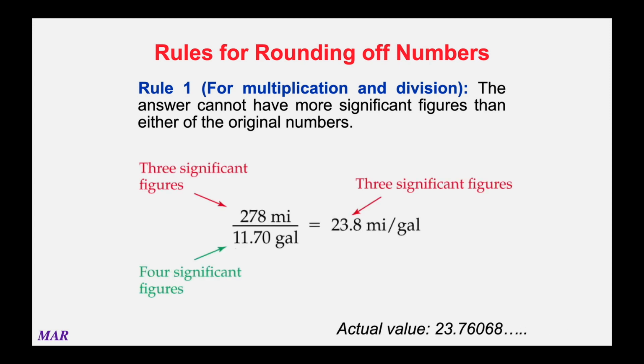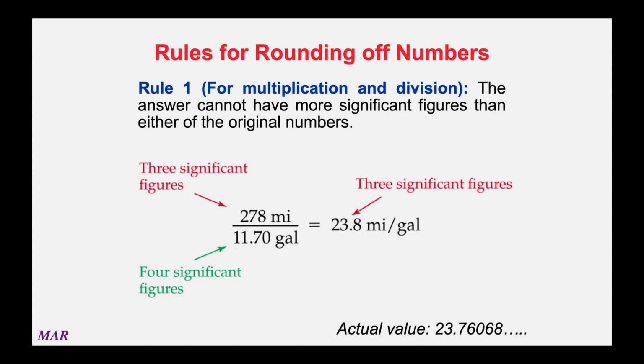So let's say that you take your car out and you drive 278 miles. And you figure out that you use 11.70 gallons of gas, assuming it's gas powered, to make this happen. Well, mathematically, you throw this in your calculator, it comes out to be 23.76068, and so on. I get bored after writing too many numbers. When it comes to significant figures, you can't express the number in any more than the smallest number of sig figs.